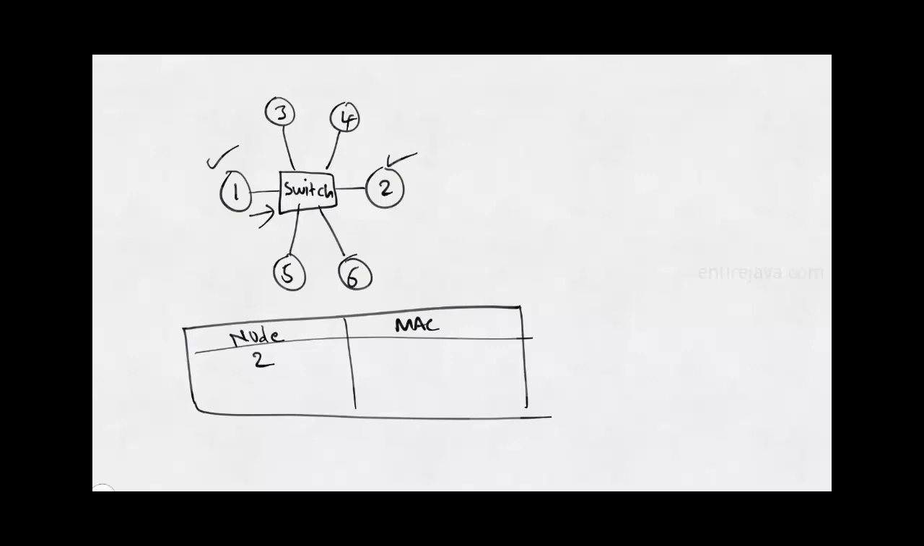So now, since the switch noticed that the packet got delivered successfully to node number 2, it's going to take a record of it: node number 2 and its associated MAC address. Similarly, in future, say that node number 1 wants to send data to node number 3. The switch is going to broadcast it to all the nodes, but it notices that only node 3 received the packet, so it keeps a note of node number 3 and its MAC address.